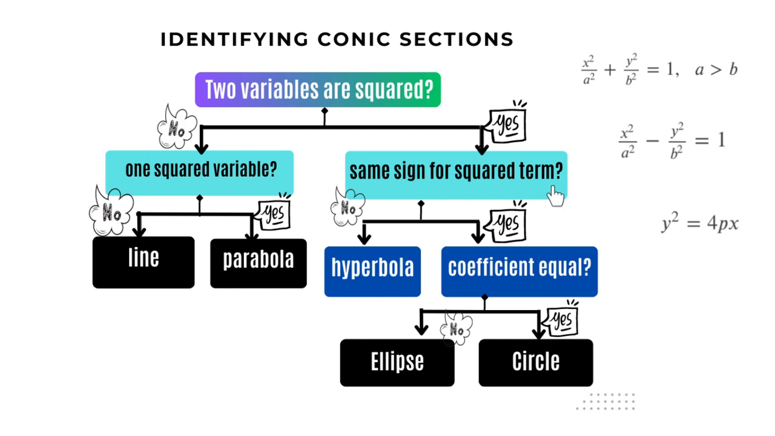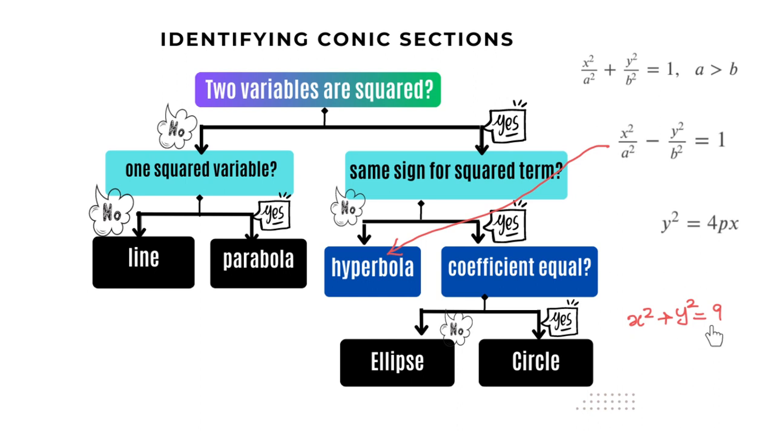Same sign for the square terms or not? This one has the same sign, this one has opposite sign. If it has opposite sign, it will be a hyperbola. If it has the same sign, then we need to check whether the coefficients are equal or not. Coefficients means the numbers in front of the variables x and y. Those are 1 over a squared and 1 over b squared. Here they are not the same. a is bigger than b. That means the coefficients are not equal, so that is an ellipse.